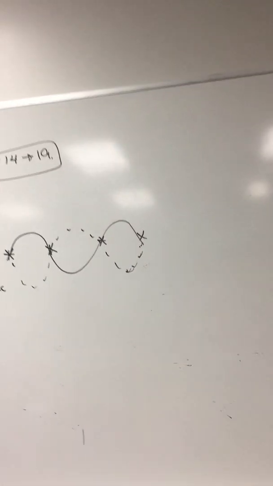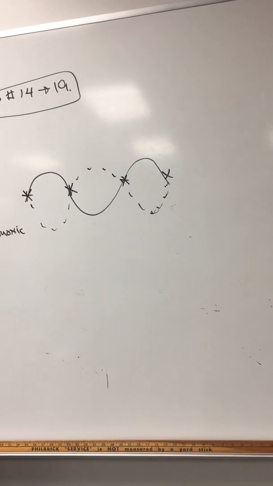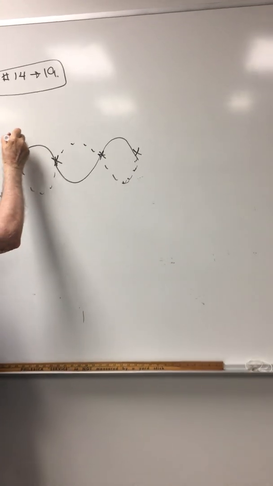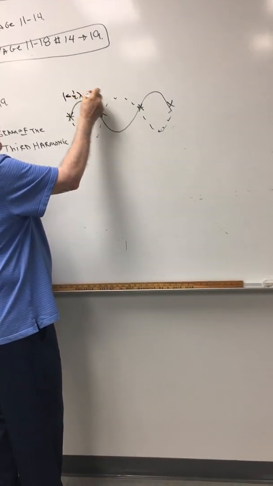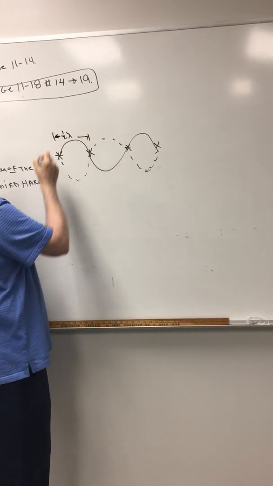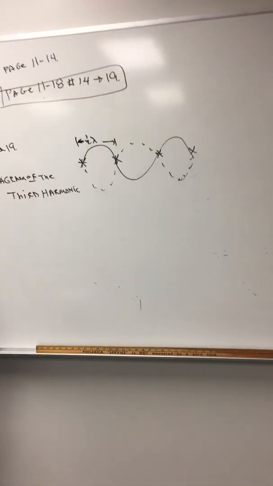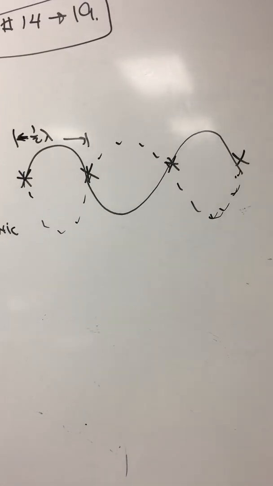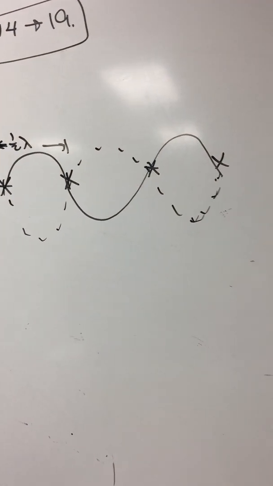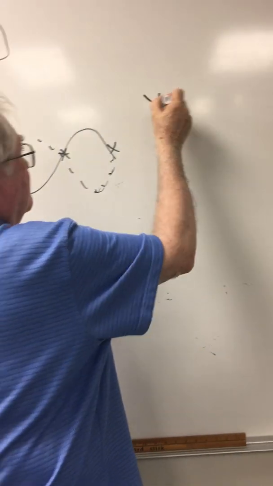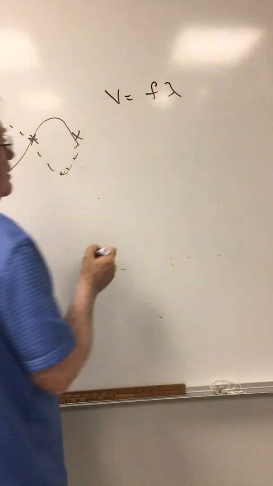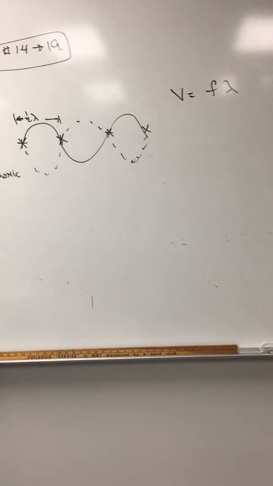And then what you do, you say, what was the distance between adjacent nodes? A half a wavelength. And so that's a half a wavelength. Like that. And now there's another formula we have to remember from a while ago. And it was this. The velocity is equal to the frequency times the wavelength. And tell me you remember that.